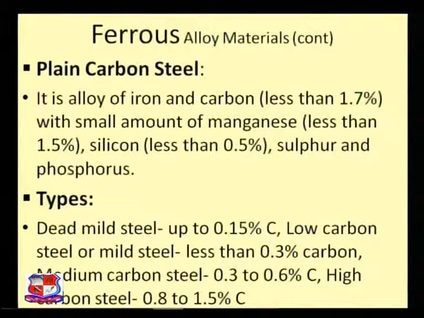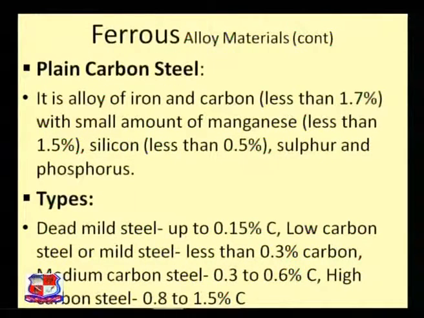It is an alloy of iron and carbon. Less than 1.7% carbon is present over here, with a small amount of manganese, less than 1.5%, silicon less than 0.5%, sulfur and phosphorus. So plain carbon steel is a mixture of iron, carbon, and the extra elements added are manganese, silicon, sulfur and phosphorus, right?